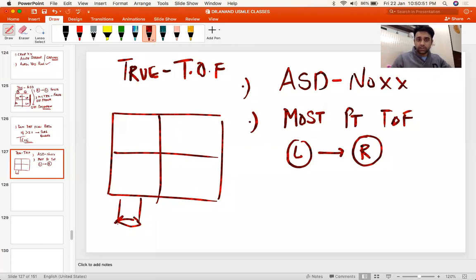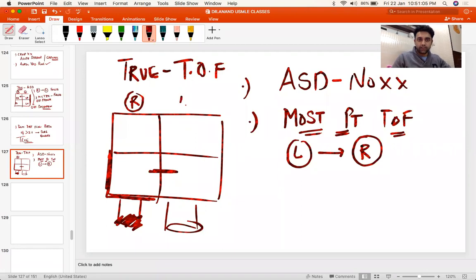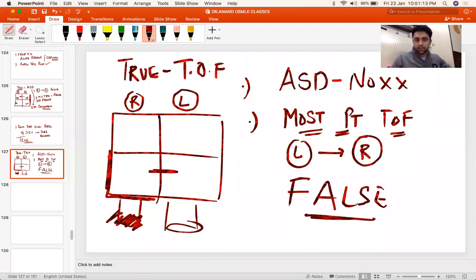There is pulmonary right ventricular outflow tract obstruction. There is right ventricle hypertrophy, and there is a ventricular septal defect and overriding of aorta. I'm saying most patients of tetralogy of Fallot have a... so it's a totally false statement. How can anyone say it's a true statement? There is a right ventricular outflow tract obstruction and VSD is there.